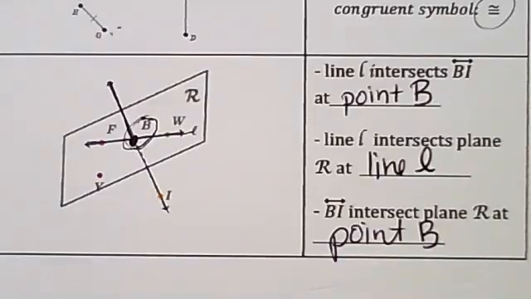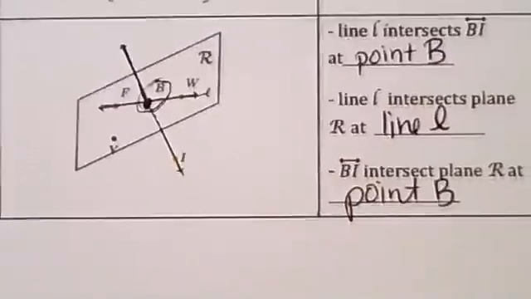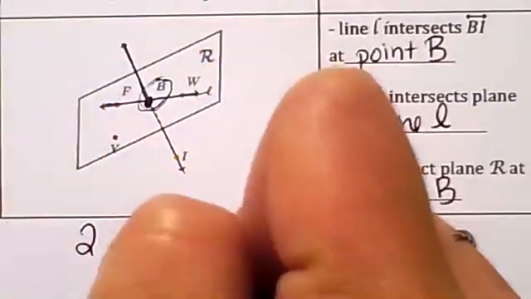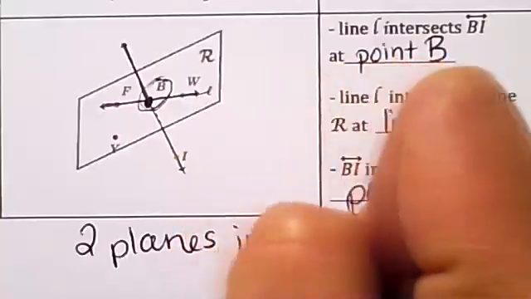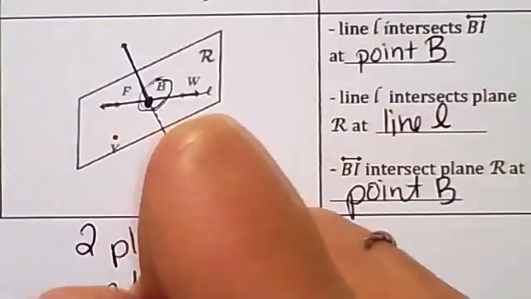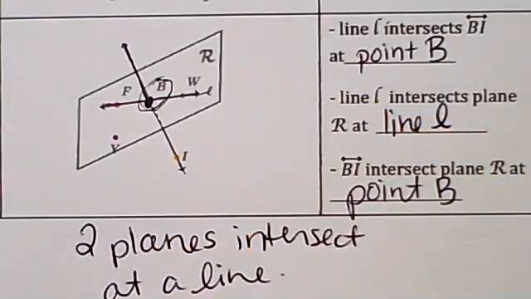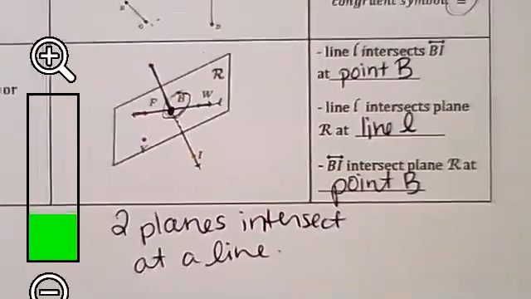So planes can intersect lines at a point or a whole line. It depends on how it's going through it. And then one other thing that I didn't put on here was two planes. So two planes intersect at a line. So if you want to add that in, if you're following along.